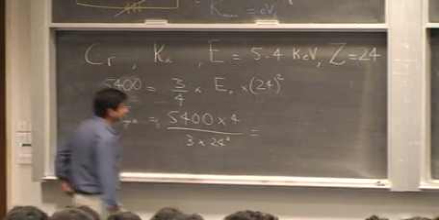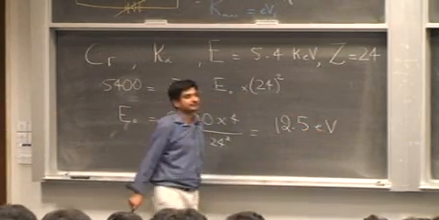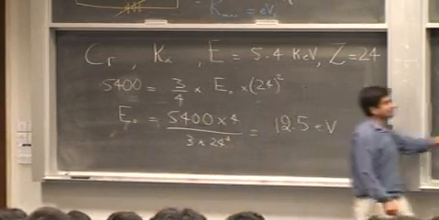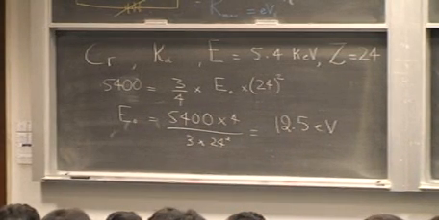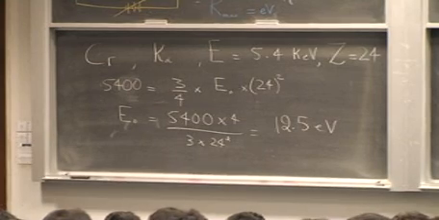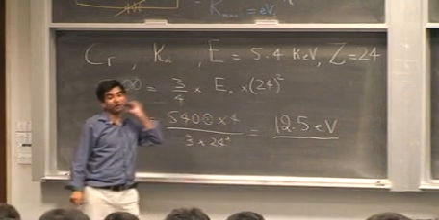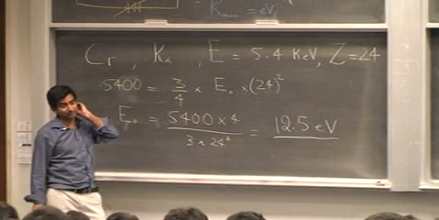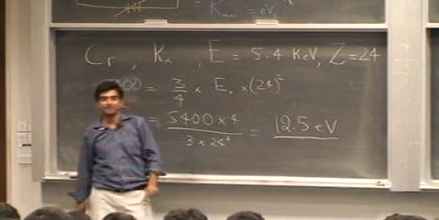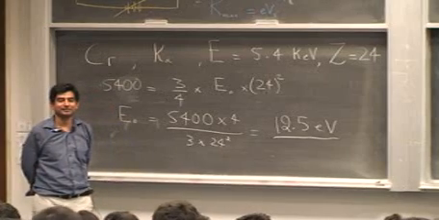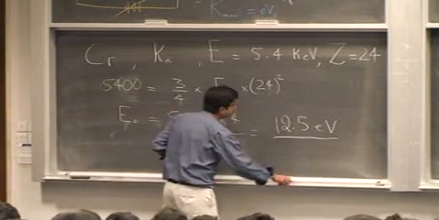12.5. What do I expect? I expect 13.6. This is coming from the Bohr's model. Alright? So my experimental result matches somewhat what I expect from the Bohr's model. Now if I replace this 24 by 23, what do I get?